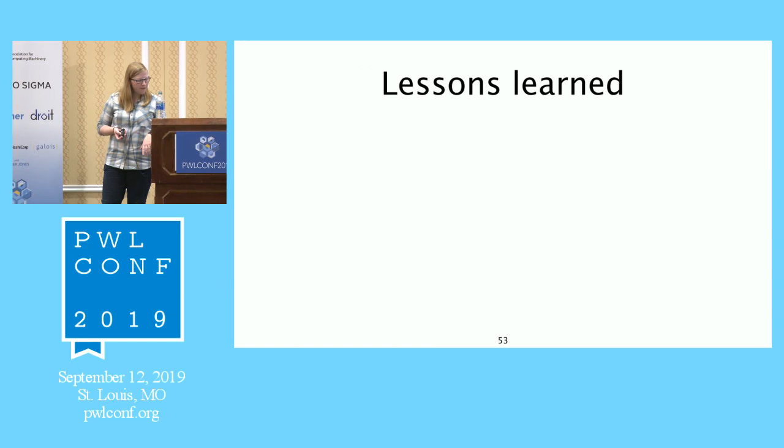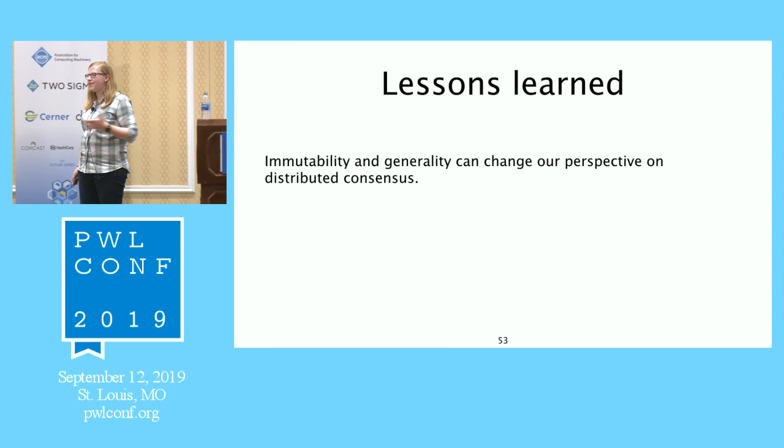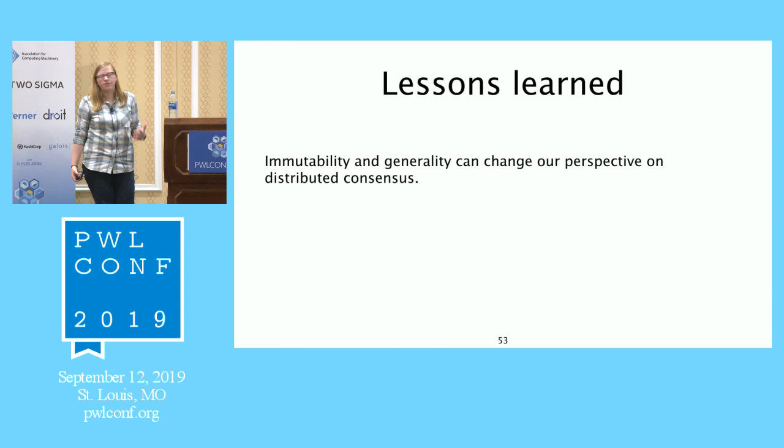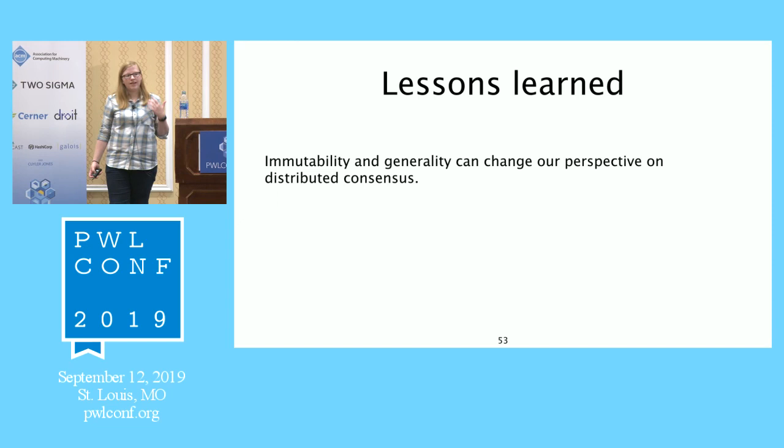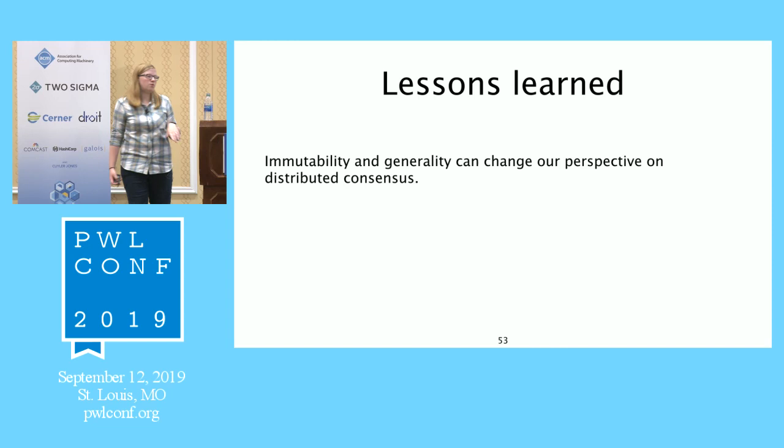So, what have we learned? Immutability here, I think, really helps with reasoning about what's going on in our distributed system, and I think it could help more broadly in areas beyond distributed consensus. And generality allowed us to specialize the algorithm for the needs of a particular system, as we saw with the all-aboard consensus.